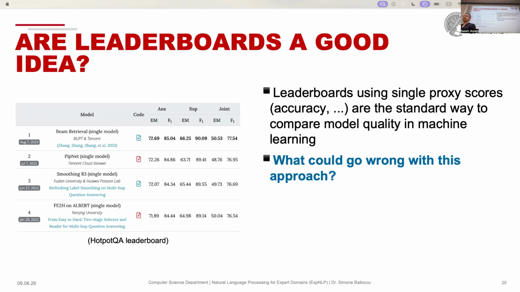So in machine learning, when we try to compare models and understand which model does better in a job, we usually use leaderboards, and they are the norm in the community. But what could go wrong with them? Is there some problem in it? Like, can it be problematic? And the answer is yes, a little bit.